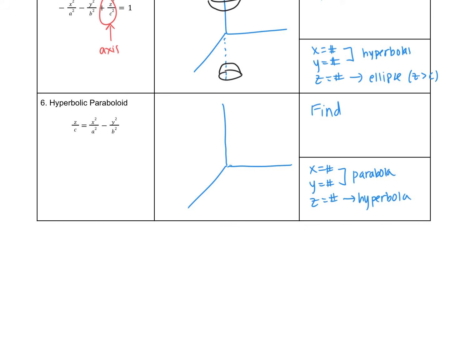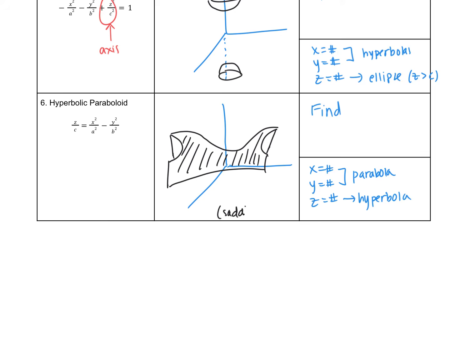Okay, hyperbolic paraboloid. Again, if my drawings are so bad that you can't understand them, please look in the book. But it's supposed to look like a saddle, like the saddle you would put on a horse. That is a hyperbolic paraboloid.